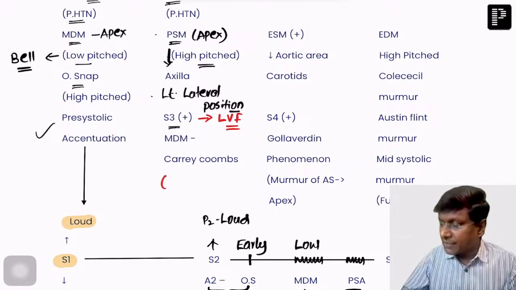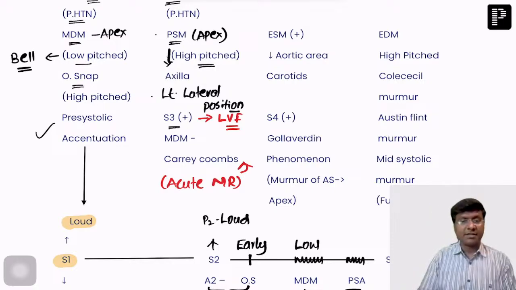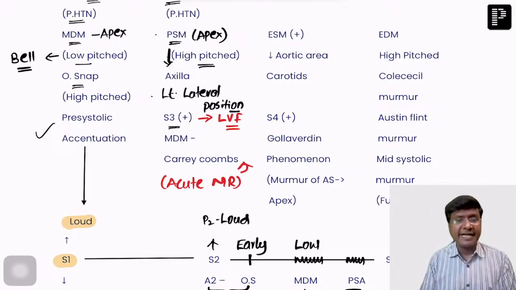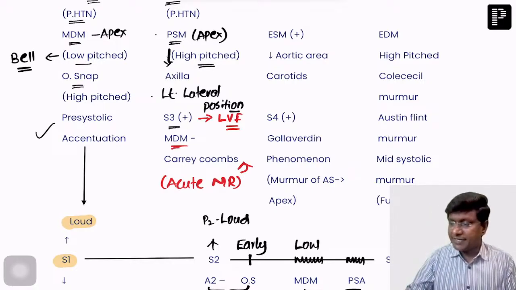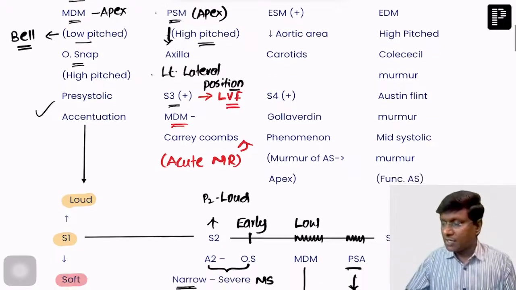Then in case of acute MR, you will have this functional murmur, the Carey-Coombs murmur, which is a mid-diastolic murmur. So please remember, the Carey-Coombs murmur is heard only in acute MR, not in chronic MR. Done? So this is about the auscultation.